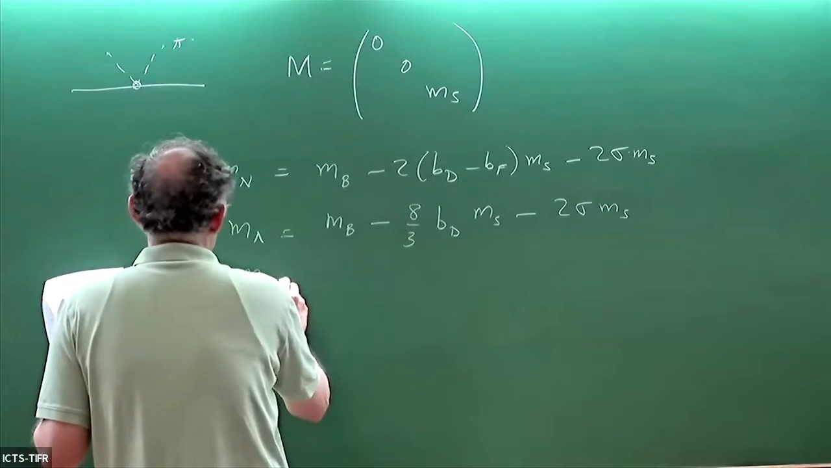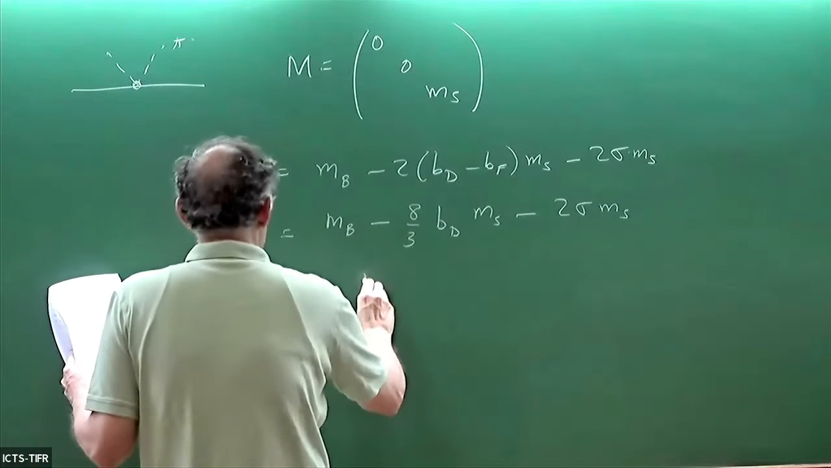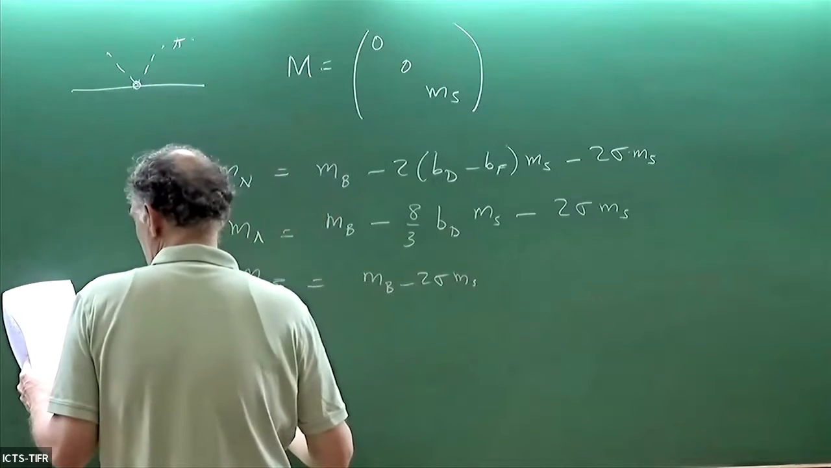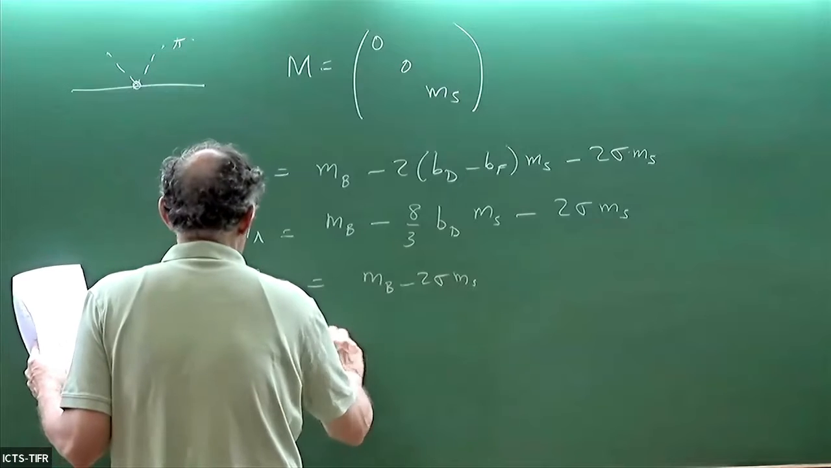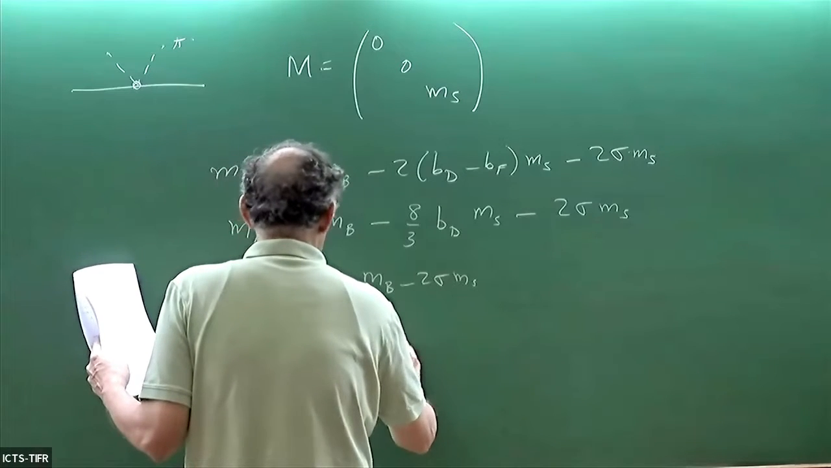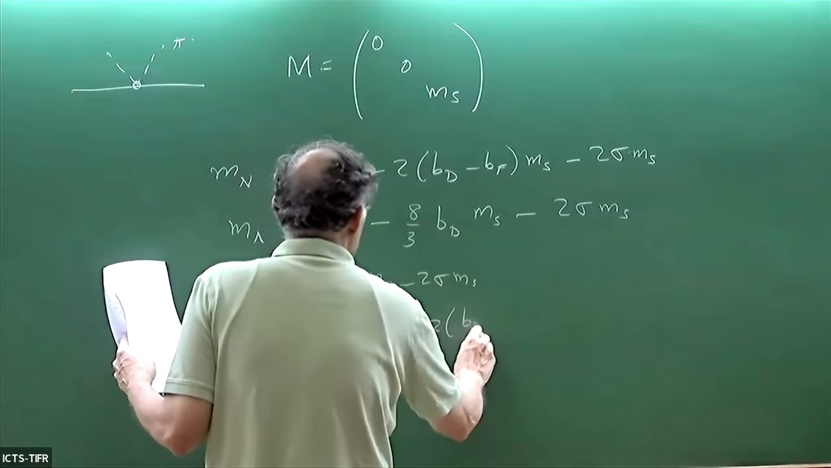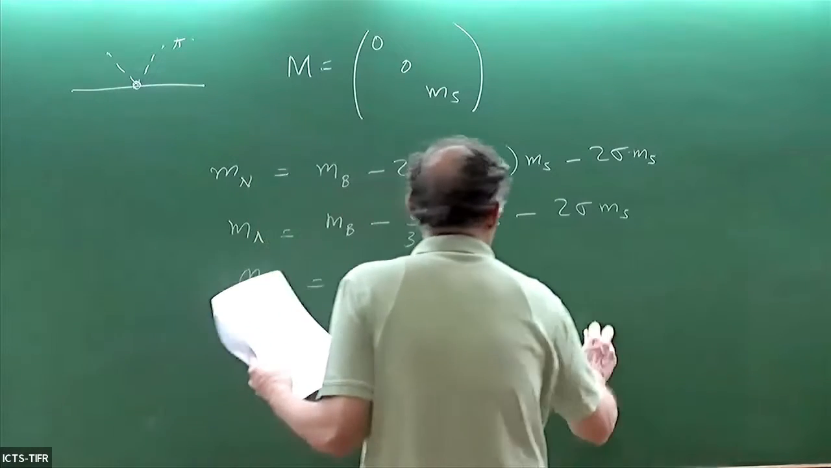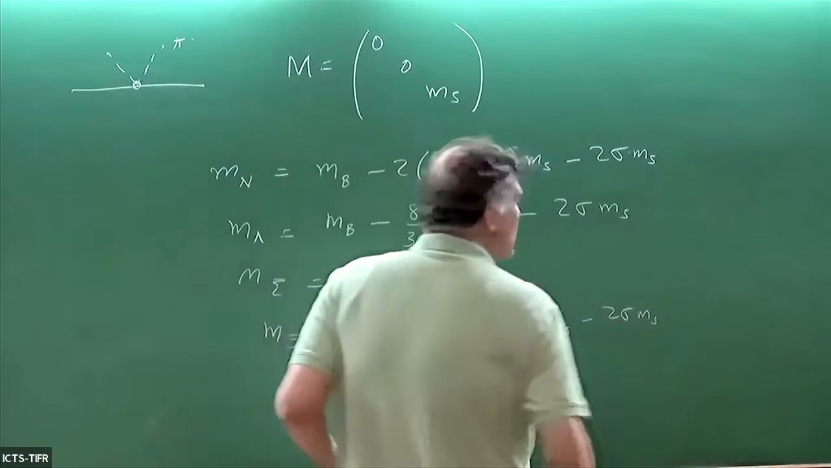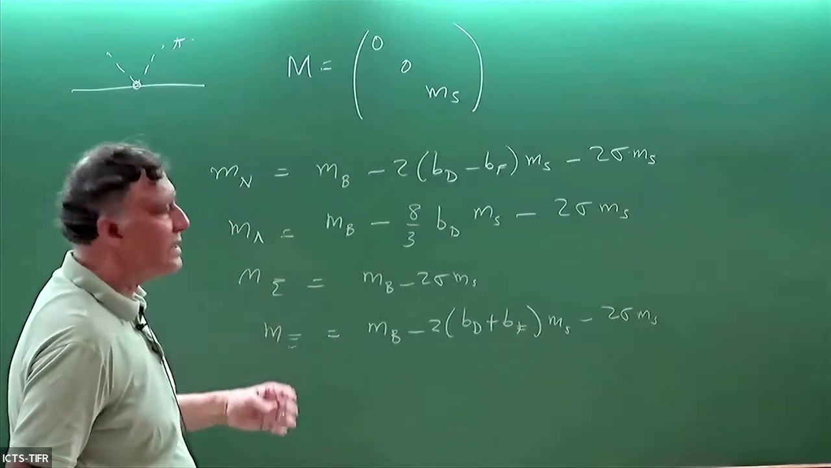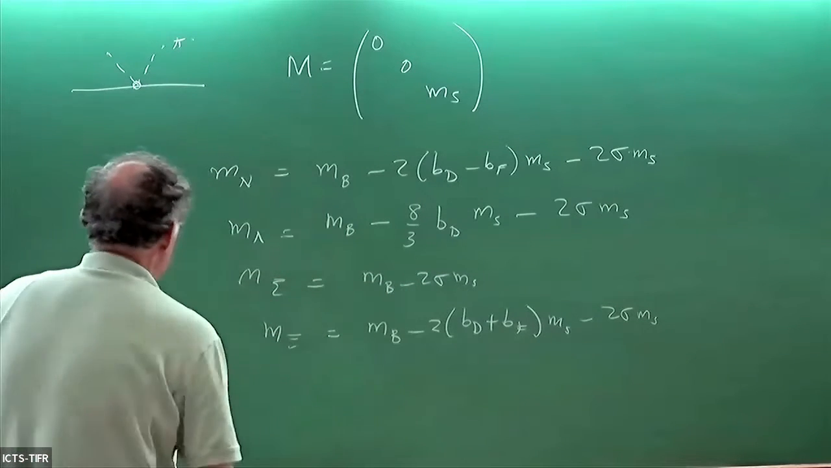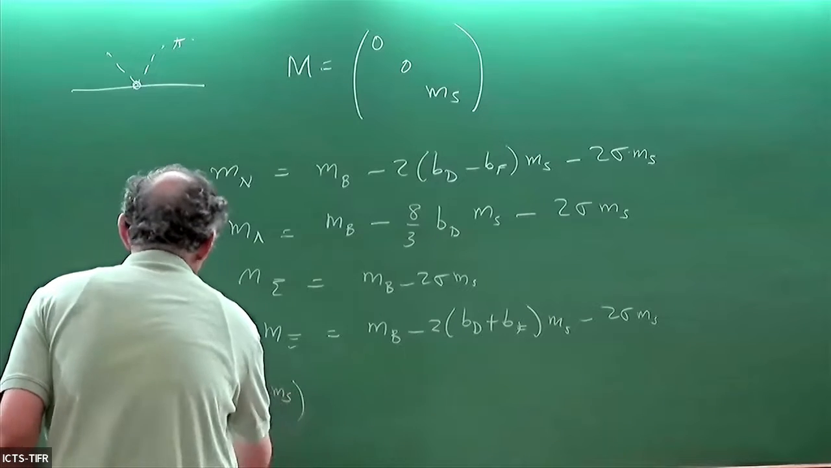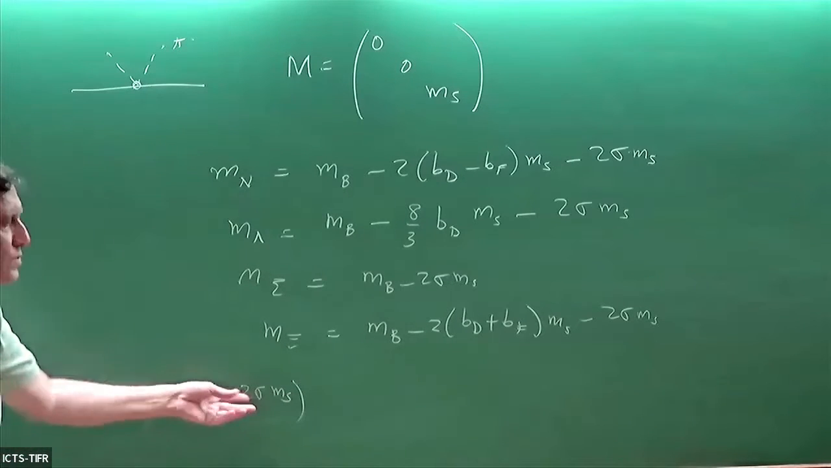M sigma is M baryon minus 2 sigma m_s. M Xi is M baryon minus 2 b_D plus b_F times m_s minus 2 sigma m_s. So first of all, if you're just looking at the masses, you can see that everything has this combination M_B minus 2 sigma m_s. So you can't separate these two terms from each other.